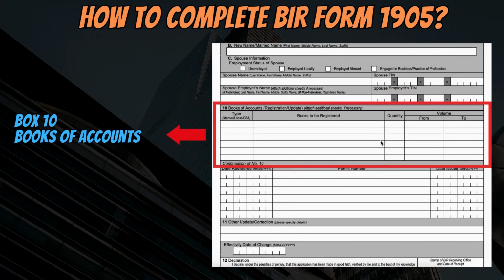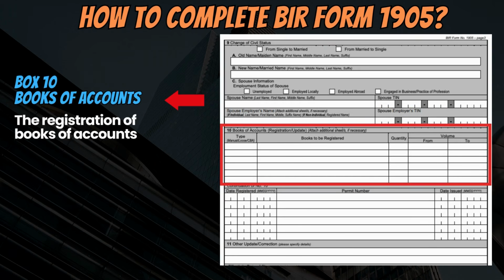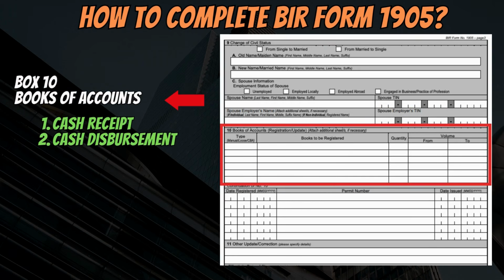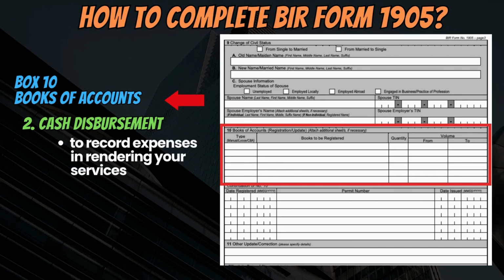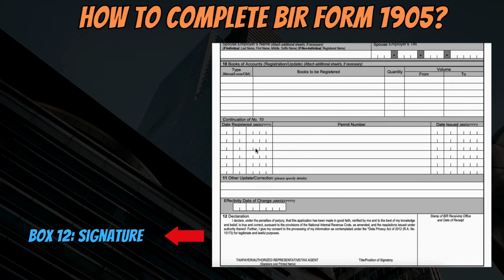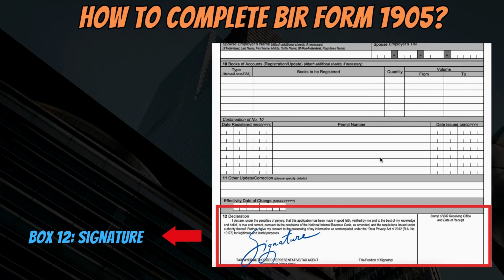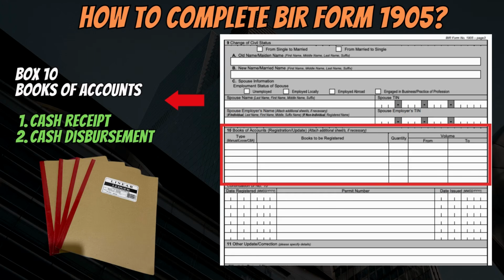At a minimum, a freelancer is required to register 2 types of books of accounts: the cash receipt and the cash disbursement. Cash receipt is to record revenues received and your official receipts issued to your clients. The cash disbursement is to record expenses related to your business. You may skip the other information, then sign under box 12. Produce 3 copies of this form. Just a reminder, these columnar books of accounts can be purchased at any office supply store, but if you don't have time, this can be purchased from the BIR office too.